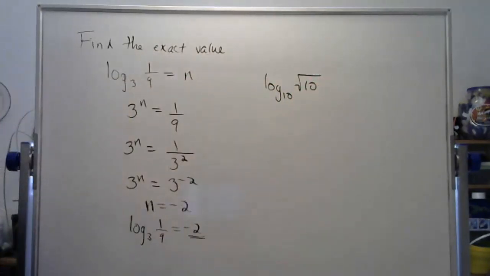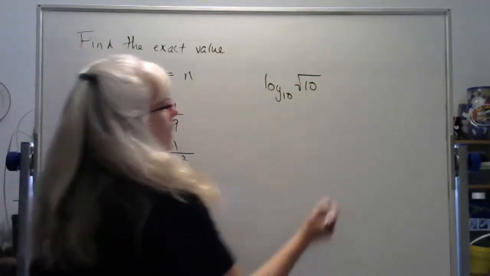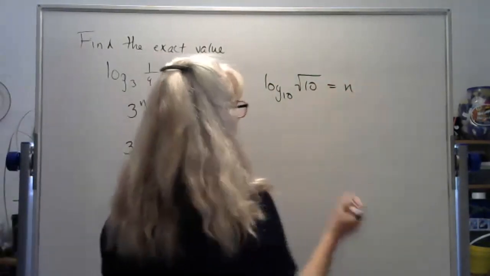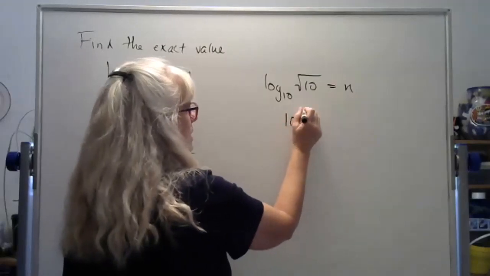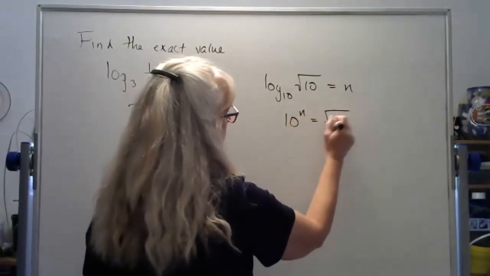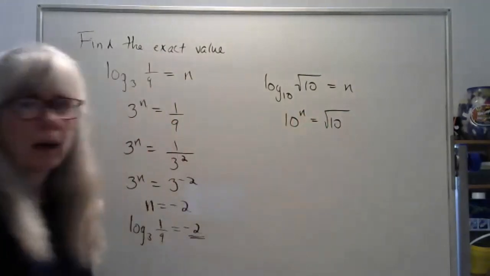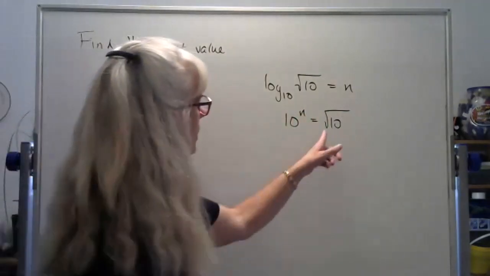So log base 10 of the square root of 10. So we'll set it equal to n. Switching forms would give me 10 to the nth equals the square root of 10. Okay, well, we have the 10s. The question is what do I do with that square root?